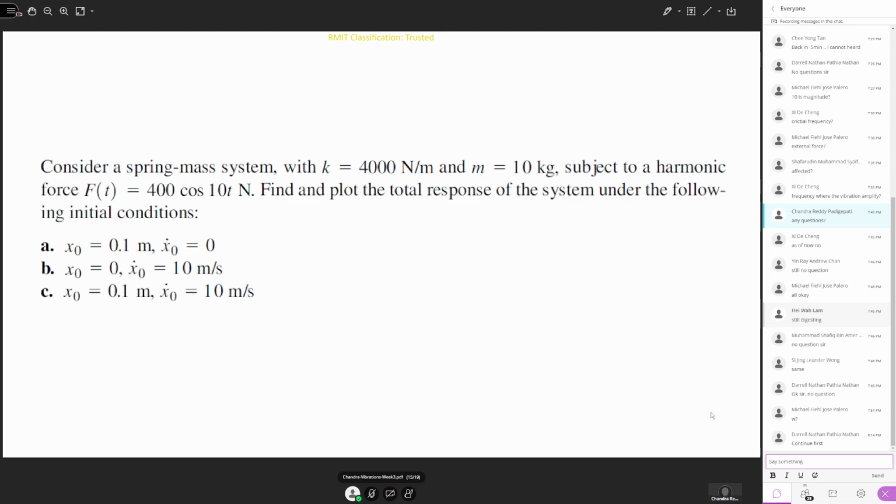Okay, so here you are asked to consider a spring mass system. Only K is given, mass is given, subjected to a harmonic force. Here the force is given as 400 cos 10t.